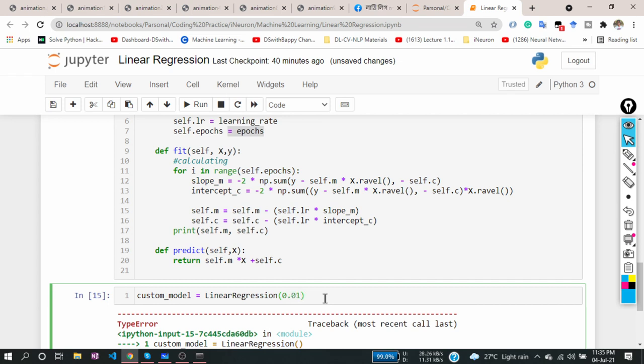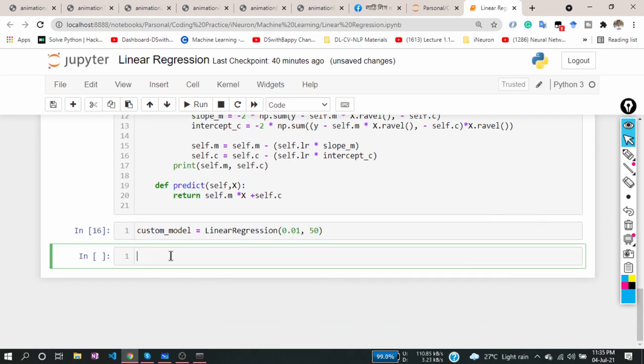Most of the time you will see libraries utilizing this value, and it works well most of the time. But it's up to you: if you are getting a good result, you can keep it, and if not, you can change it. Now let's say epochs is 50. Initially we'll take 50 epochs. Let's run that. It ran perfectly. Now let's try to fit the data.